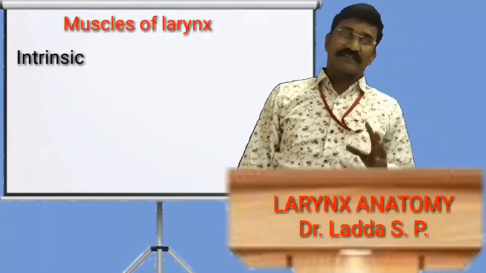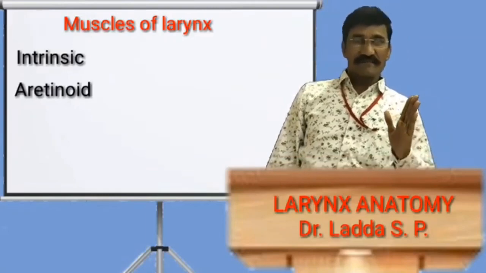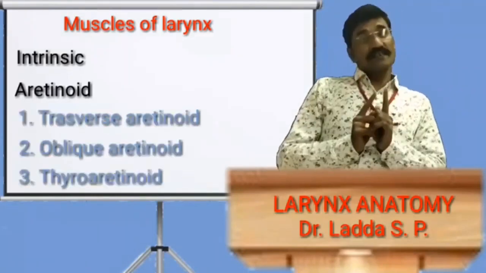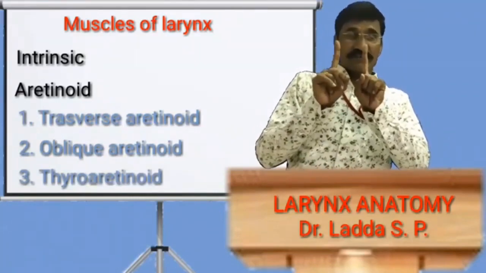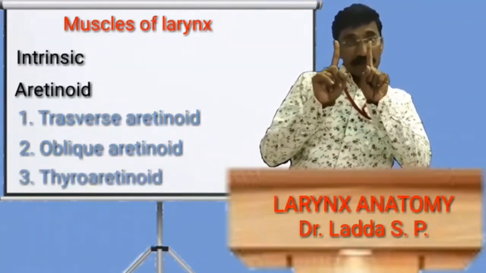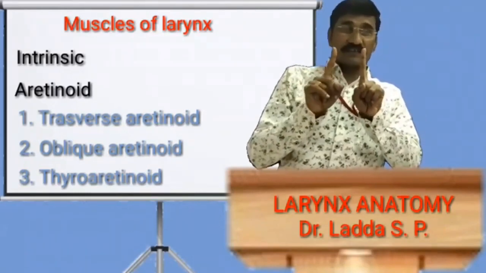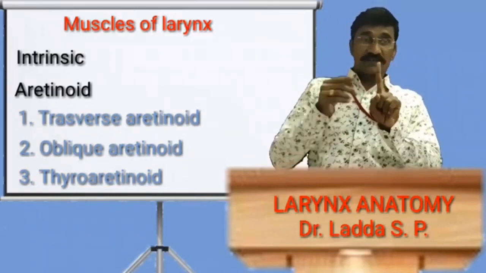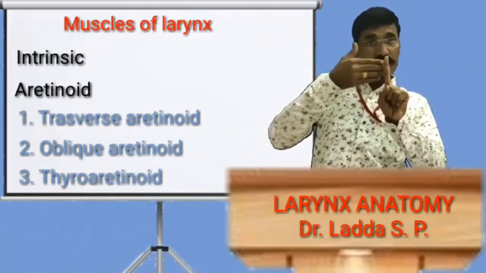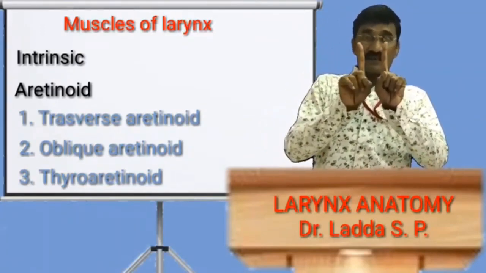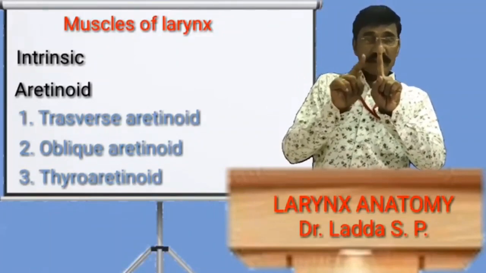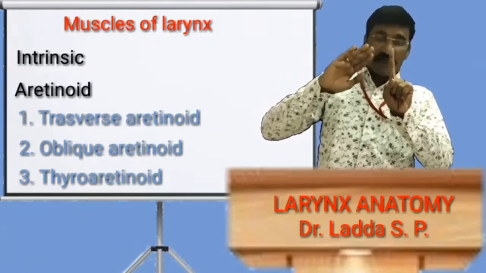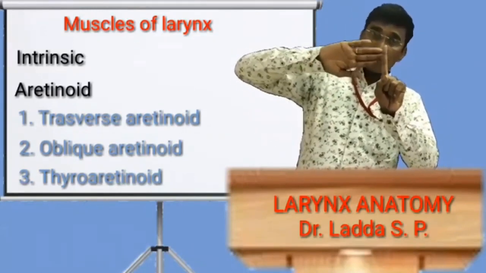Now the three muscles which are with the arytenoid. Among these three, two muscles help to support both arytenoids. One is the transverse muscle, which runs between the two arytenoids, connecting one arytenoid with the other at the transverse level.